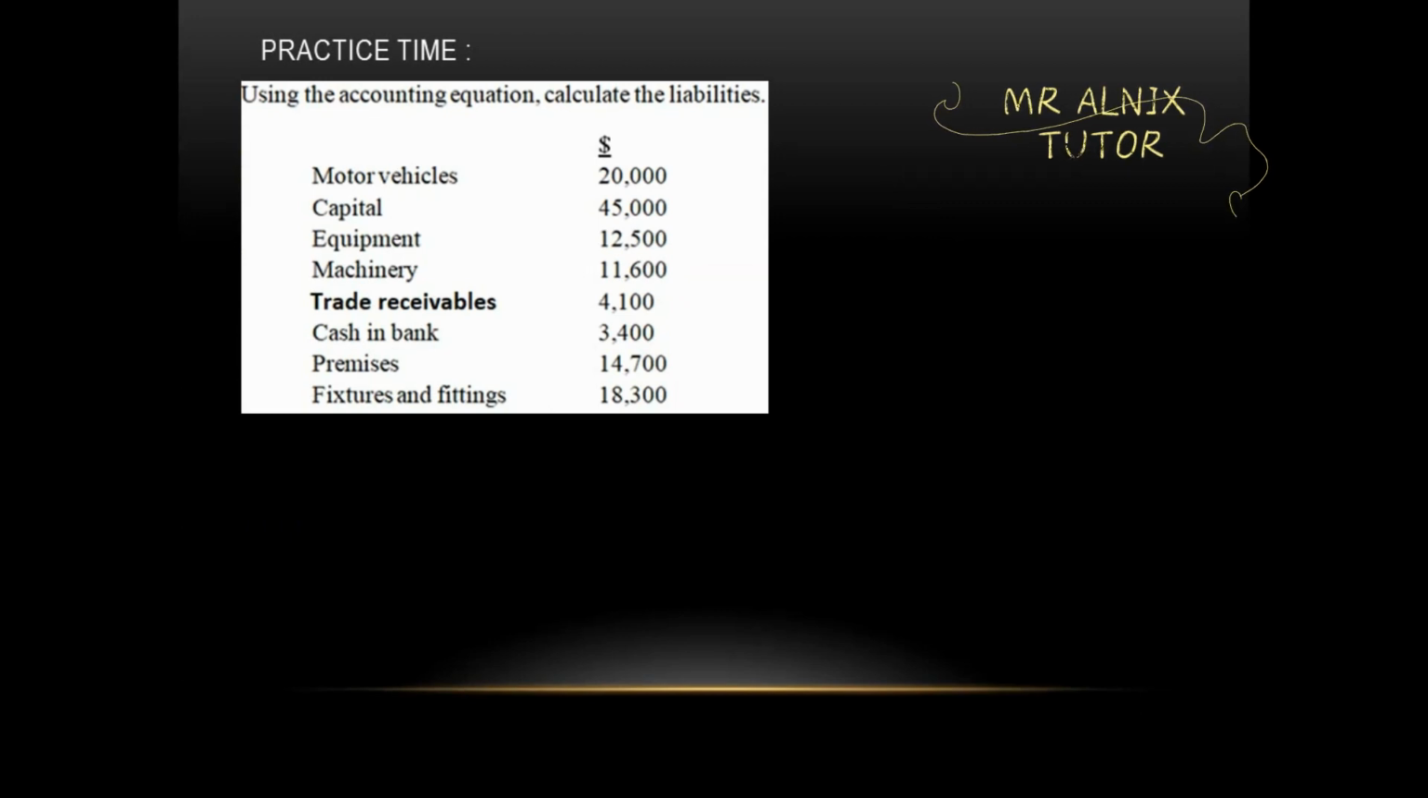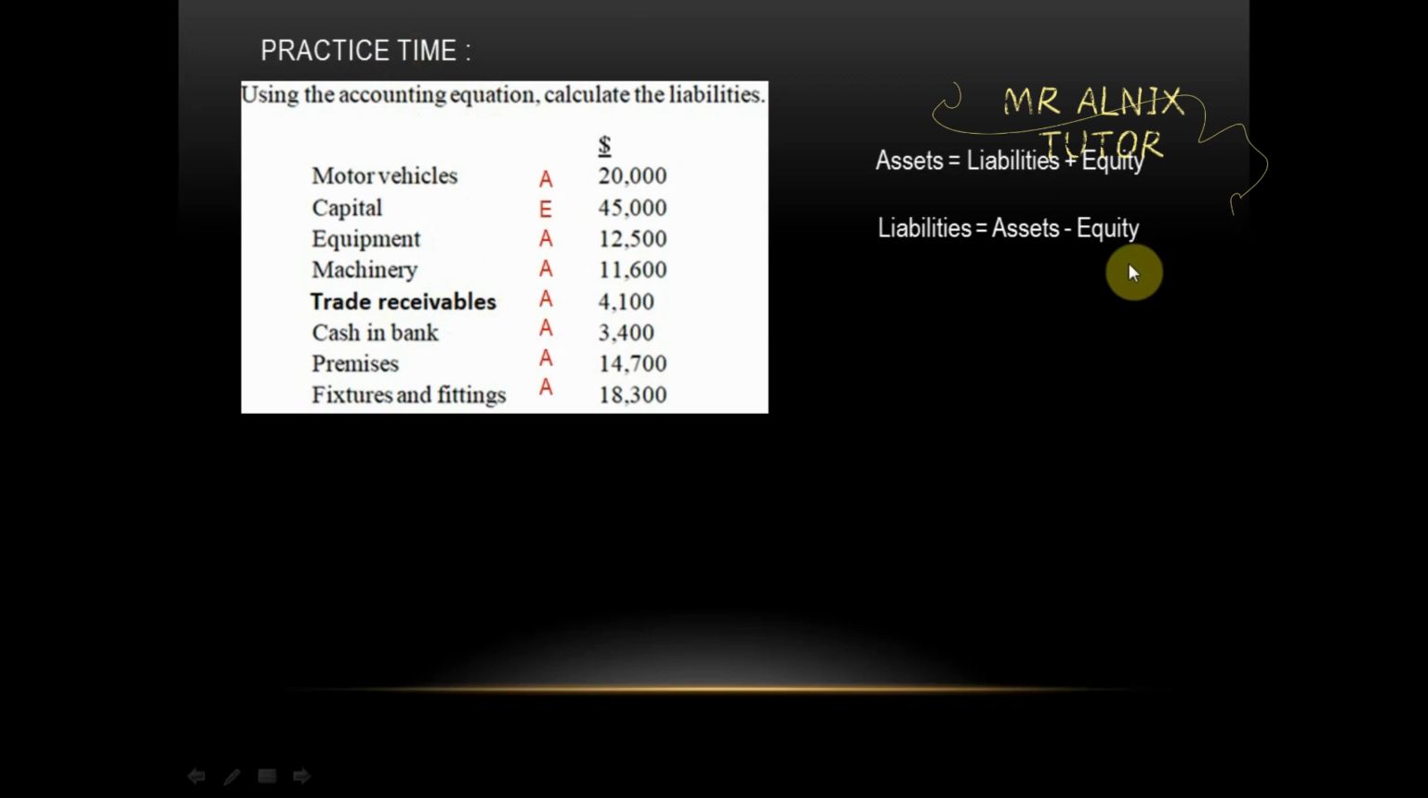Now, we have to understand the question and, based on the formula, assets equal liability plus equity. Now the question is asking for liabilities. That's why we have to change it a bit to be liabilities equal assets minus equity. So we have to identify each item under which category.